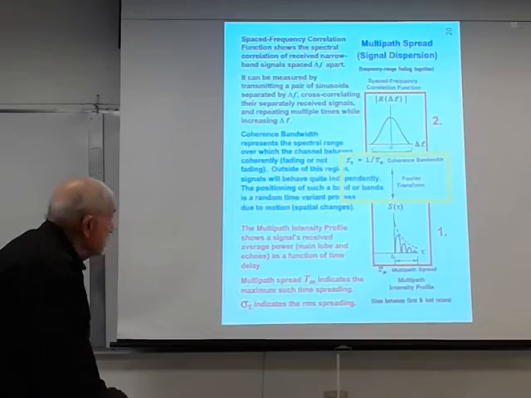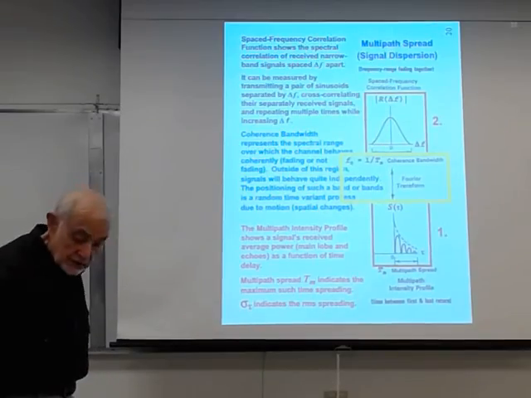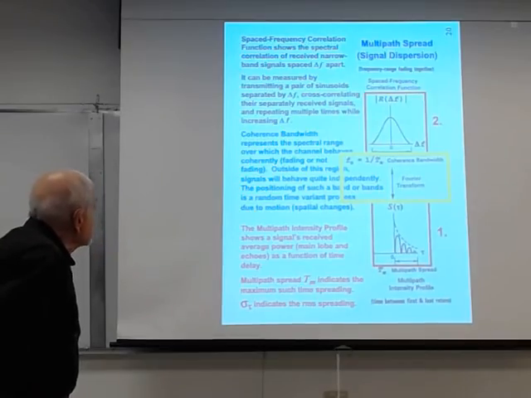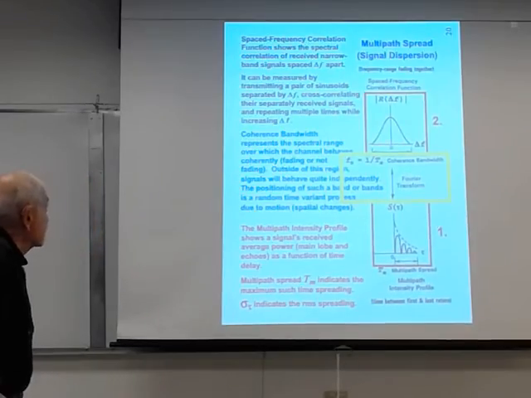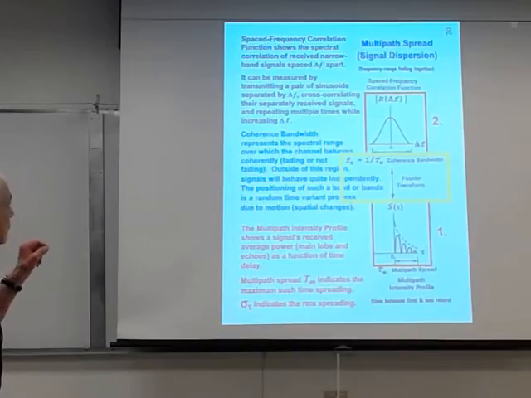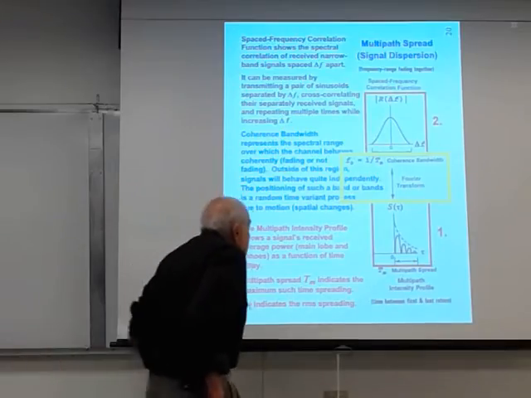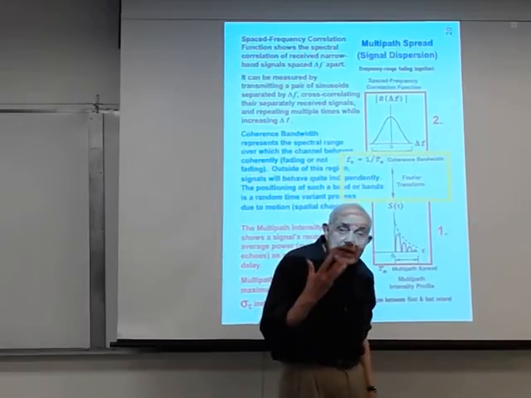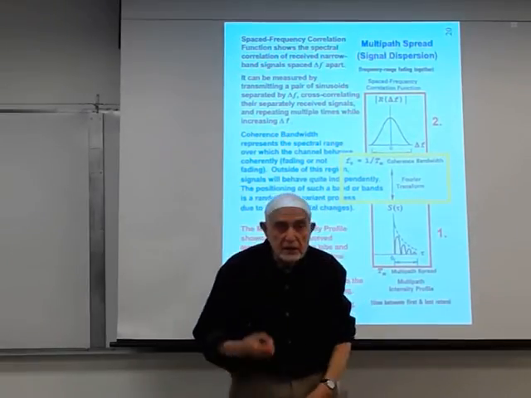And of course, right above that is the Fourier transform. And the Fourier transform is called the space frequency correlation function. It shows the spectral correlation of received narrowband space signals that are delta f apart. Now, let me tell you what's useful about it. Let me explain how you actually measure this with equipment.